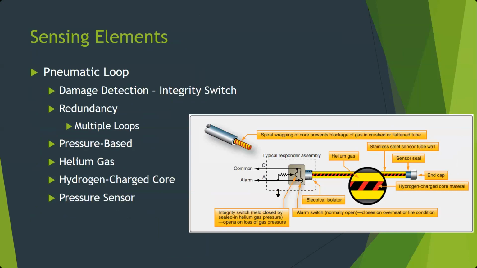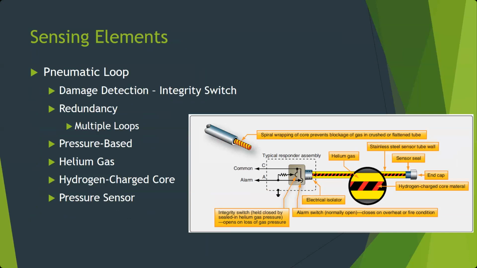Most of them are filled with helium gas, and then they have a hydrogen charged core. And so what happens is when these get warm, that core gives off hydrogen, which increases the amount of gas inside of this tube. As more hydrogen enters the helium tube, the pressure increases to a point where it causes a switch to be activated. Okay.